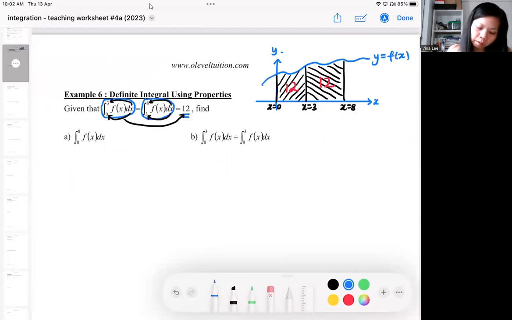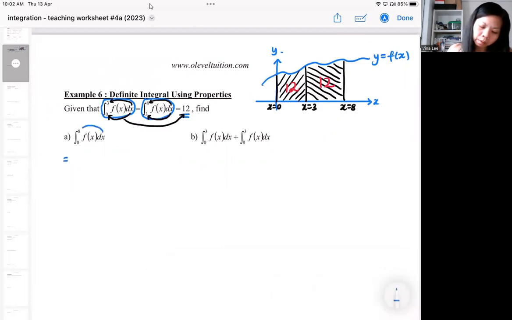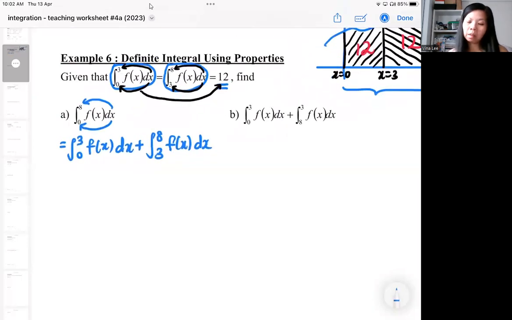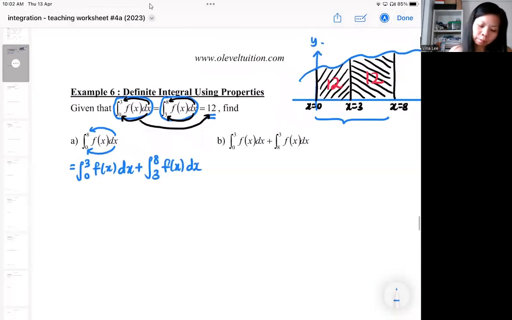With this, if you interpret it in this way, what is the full area from x equal to 0 to x equal to 8? That means it will be the addition of these two areas. I'm adding up the two pieces. From x equal to 0 to x equal to 8, it's like you are adding separate pieces of area. So you will get 12 plus 12.